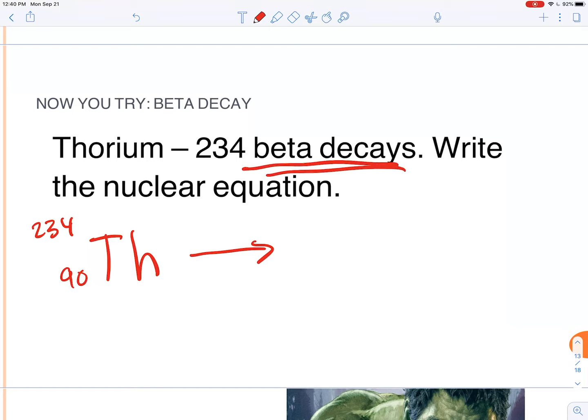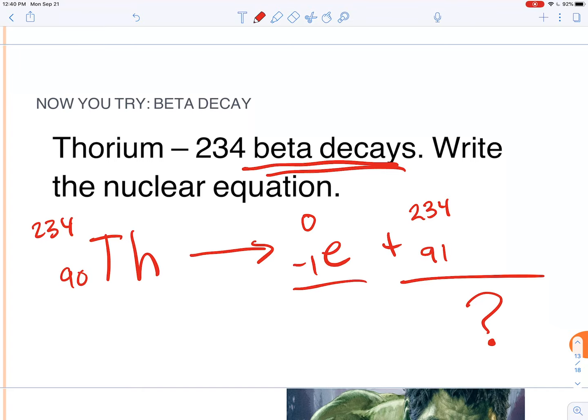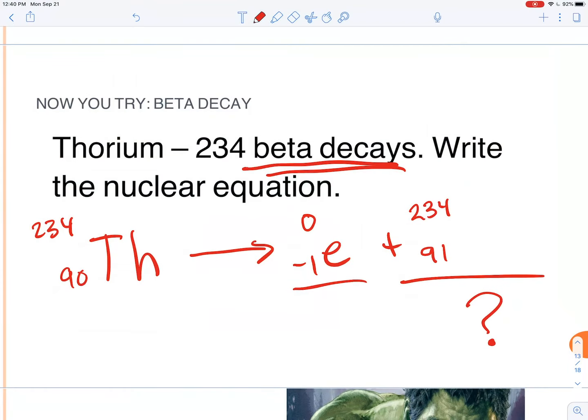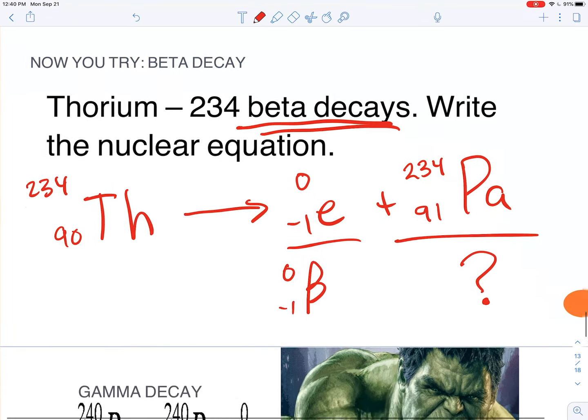Okay, since this is a beta decay, I'm going to put my beta particle, which is simply an electron with 0 on top and minus 1. If this is a 0 on top, I know that this number is going to stay the same. And remember, the atomic number actually increases by 1. So it's going to be 91. The last step, you just got to figure out what element has 91 protons. We look on our periodic table and we see it's protactinium that has 91 protons. So again, for beta decay, you always have this beta particle, and the atomic number will always increase by 1. The mass number will always stay the same.